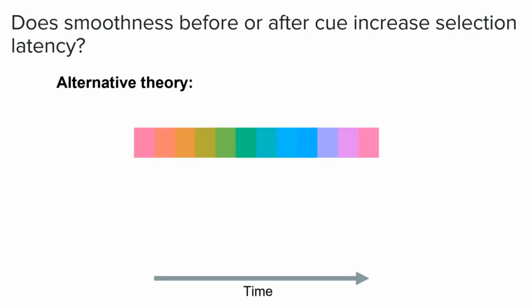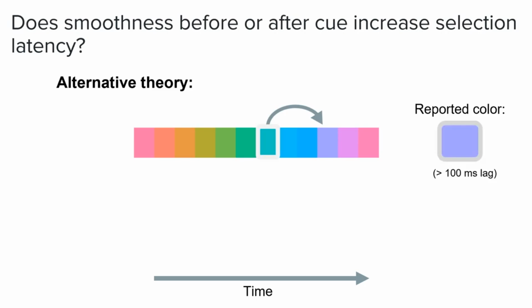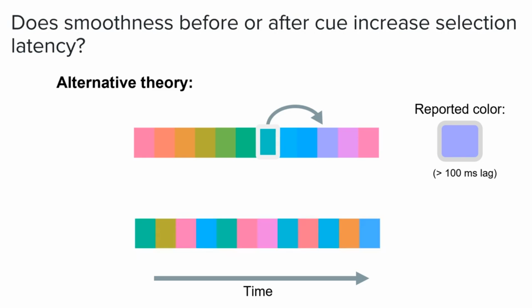However, an alternative theory could be that when the system is presented smooth feature change, it begins generating predictions on what values will come next in the trajectory. And so when the cue is presented, participants are instead reporting the predicted color, which looks like a lag in selection. Whereas in the random condition, where no such predictions are possible, participants are forced to report the color presented at the time of the cue.